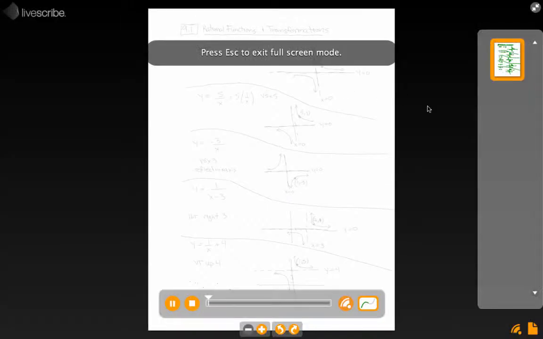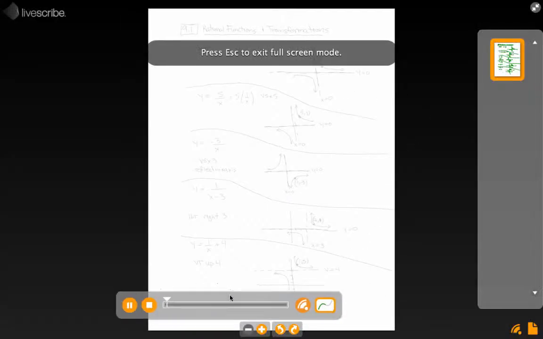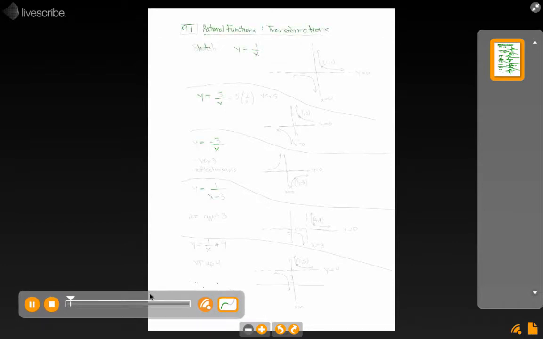This next example comes out of section 9.1, exploring rational functions using transformations. This one is a graphing example, so we're asked to sketch y equals 1 over x. First of all, you can graph this on a calculator and you'll get a curve in the first and the third quadrant. Turns out there are actually asymptotes, horizontal at y equals 0 and vertical at x equals 0.